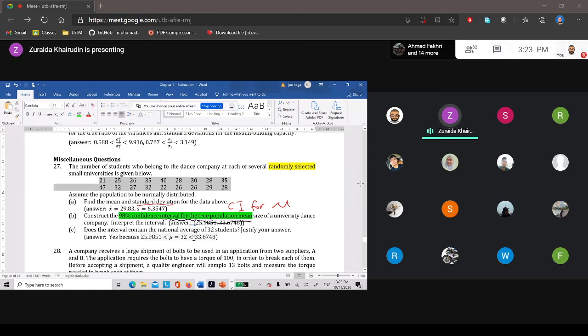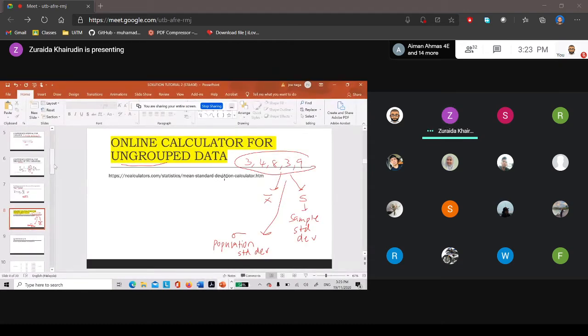So what I do now is, I'm going to take this data. This data is ungrouped data, raw data, data mentah. So I'm going to use this data. I'm going to use this calculator.